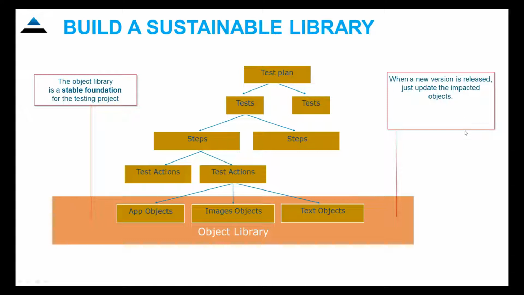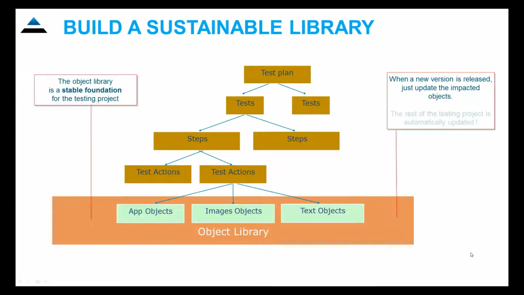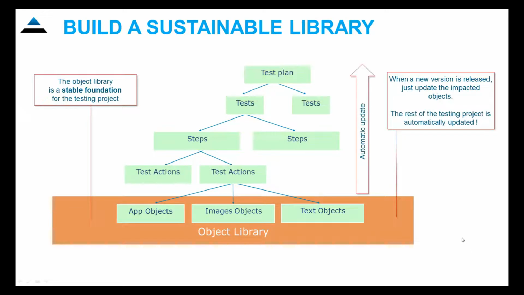When a new version of your application is released, you might update the definitions of those objects, and then the rest of the testing project is automatically updated. So this is one way that we're reducing the amount of maintenance, the level of effort and the cost of maintaining your tests, again, so that your tests are going to be ready when you need them.